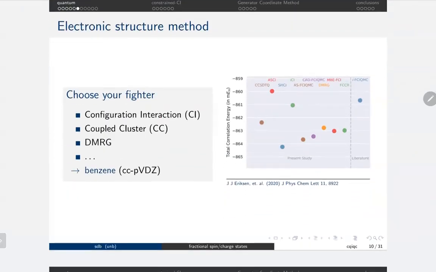However, people are doing a good job. Methods are being developed as we speak. On the right-hand side is a recent paper from 2020, so two years ago, by Ericsson, who invited top people in their fields with state-of-the-art methods to do an energy calculation of the benzene molecule, 42 electrons. And then they did a blind comparison.